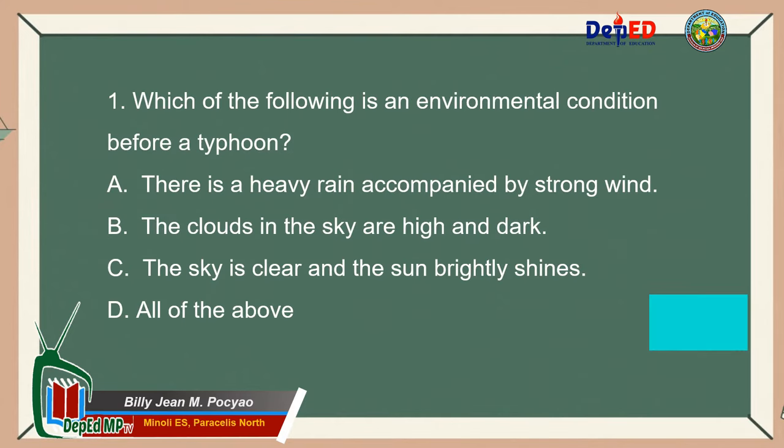Number 1. Which of the following is an environmental condition before a typhoon? Letter A. There is a heavy rain accompanied by strong wind. Letter B. The clouds in the sky are high and dark. Letter C. The sky is clear and the sun brightly shines. Letter D. All of the above. The correct answer is letter B.